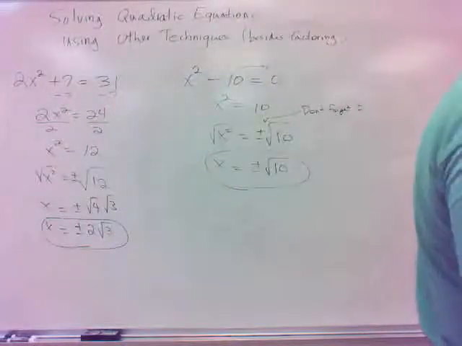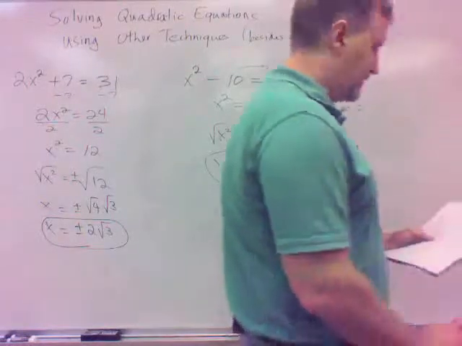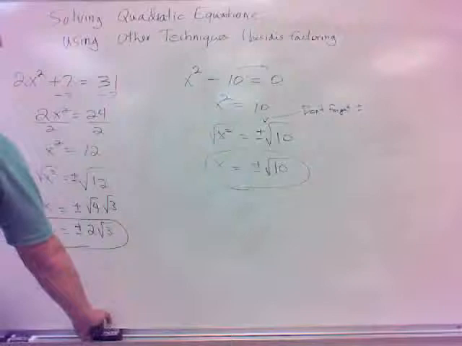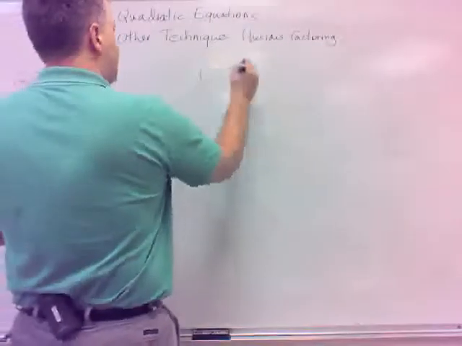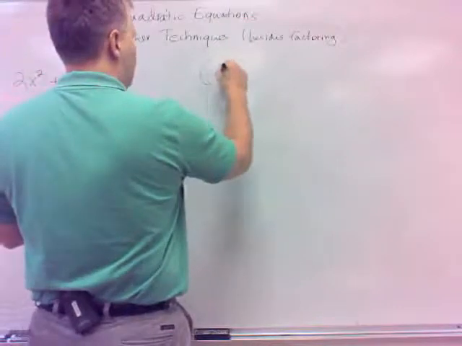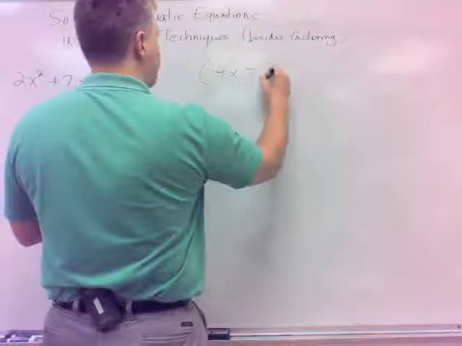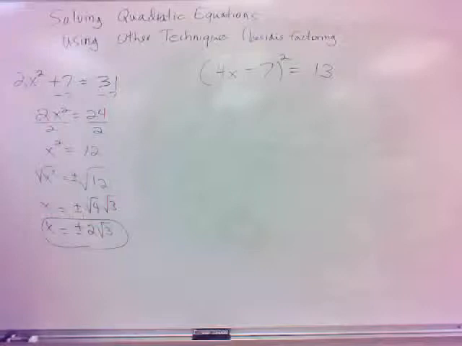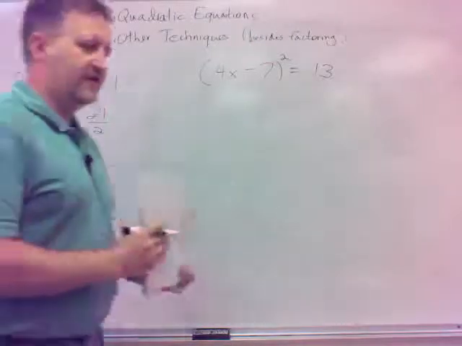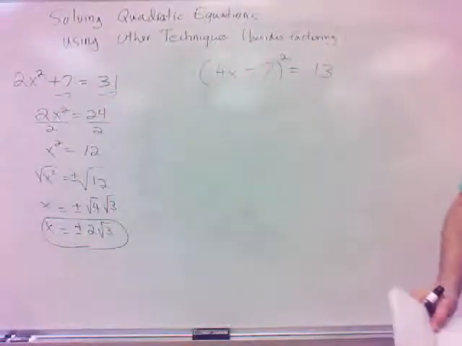Well, let me show you here another couple of these. So I've got 4x minus 7 squared equals 13. 4x minus 7 squared equals 13. Different ways we can do this one. Here is one way. One way is the square root method.